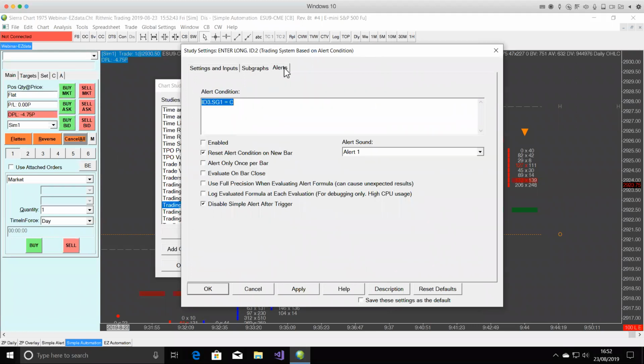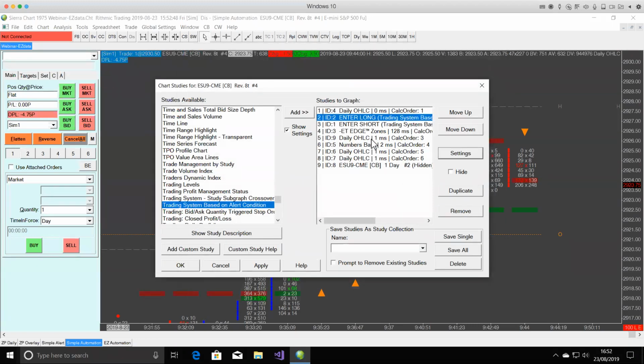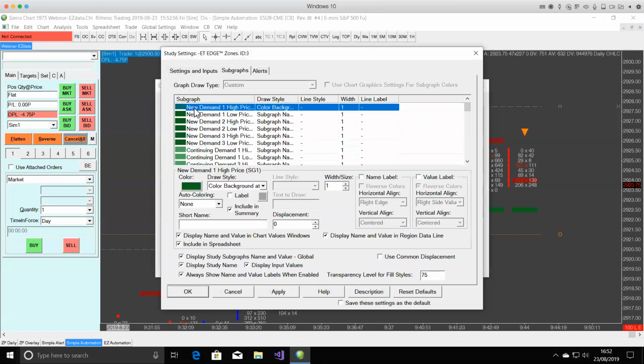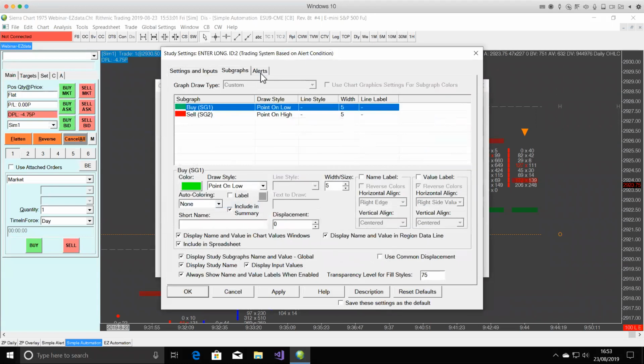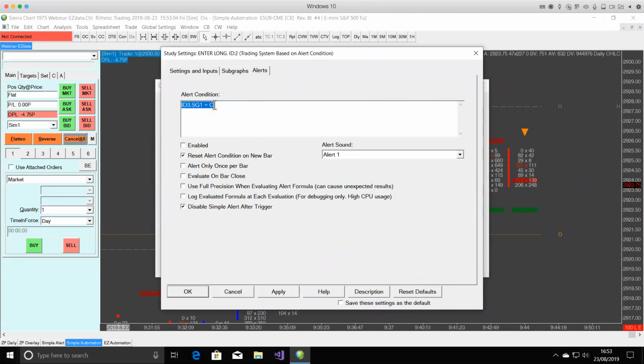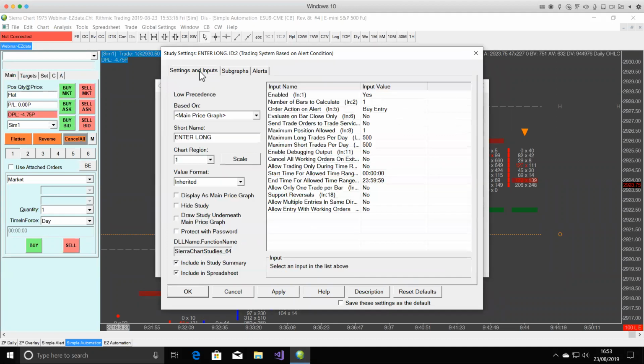I've built an alert here to say if ID3 subgraph 1, let's just explain what that means. ID3 is the study ID of edge zones. So if ID3 subgraph 1, new demand, high price, equals close, then we have our alert condition. So in other words, if the last traded price within the bar is a demand edge zone, then I'm interested in what's going on. And the action is a buy entry.